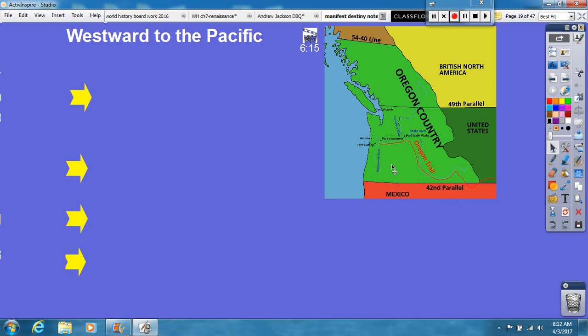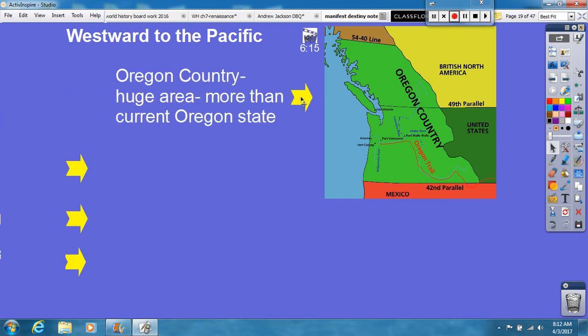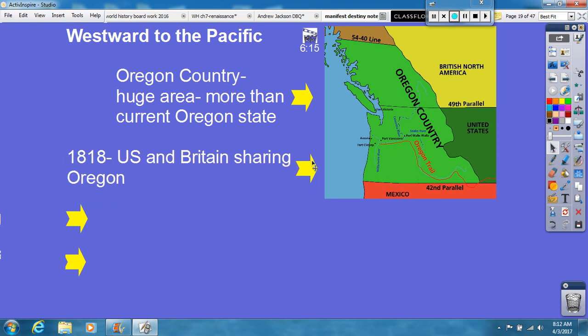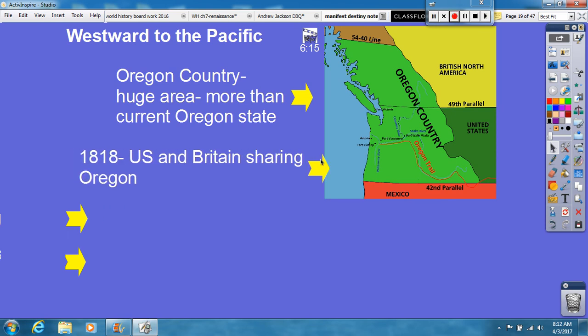So now, above the 54-40, this area here in brown is still Russia, but this area here is going to be jointly occupied by the United States and Great Britain. This Oregon country is a huge area, and Americans desperately want to go there because there's amazing farmland. It's the gateway to the east, so even though it's going west. In 1818, you remember the United States and Great Britain are sharing that, and they decide that they're going to jointly occupy this.